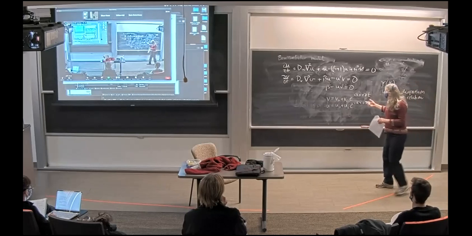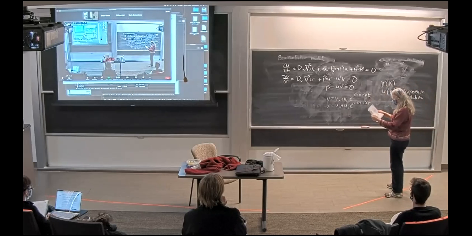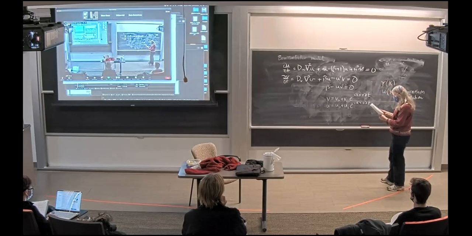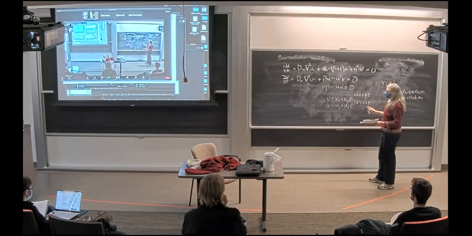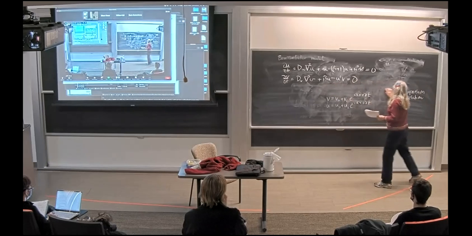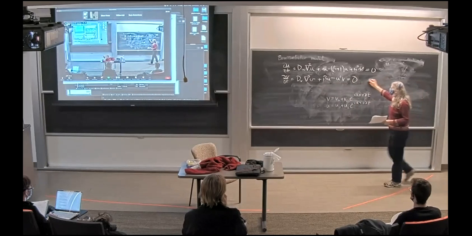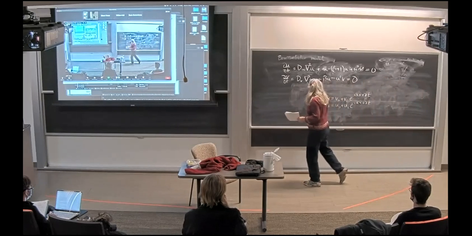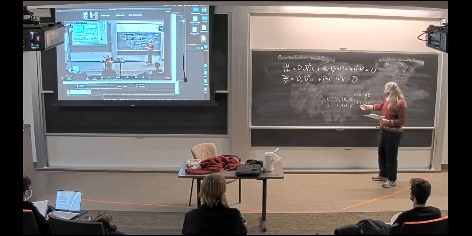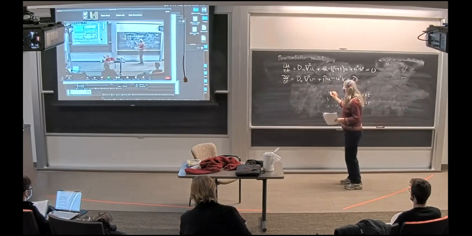Okay, so let's do that. So I'll show you how you do this. So we're going to linearize these equations. This is something you see a lot in different settings in physics. What do I mean by linearize? So I'm going to try a solution that looks like this. So this is u of x and t.